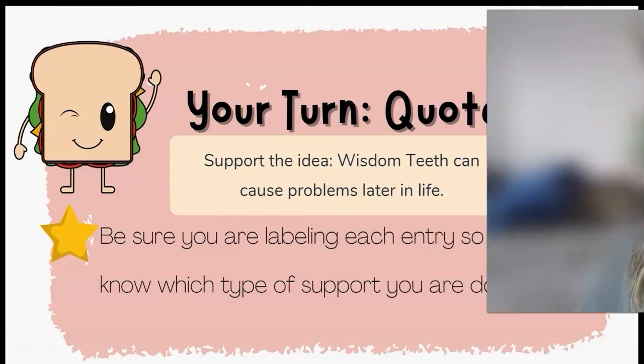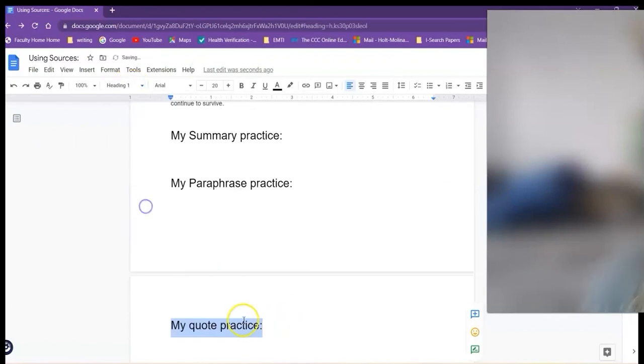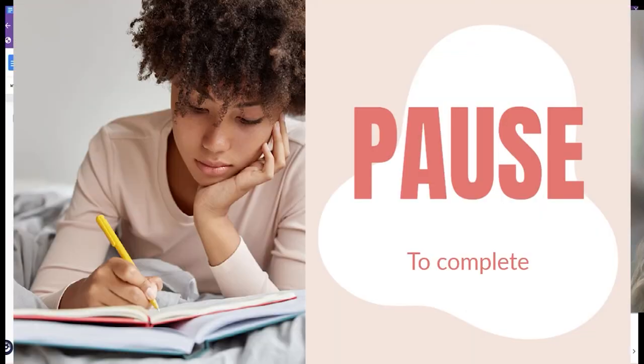So go ahead and go back to your Google Doc and put my quote practice. Okay, so put my quote practice right here, and you can go ahead and make that heading so we know that it's bigger, and go ahead and do that now. Pause if you need to.